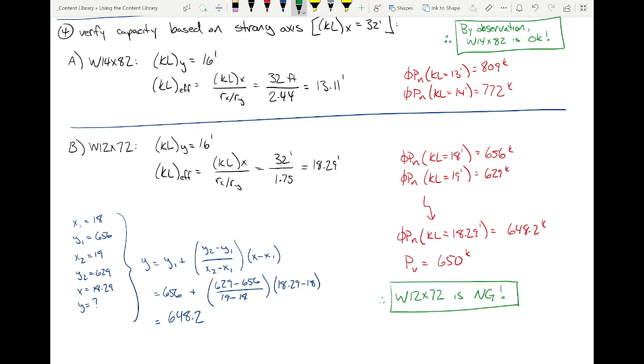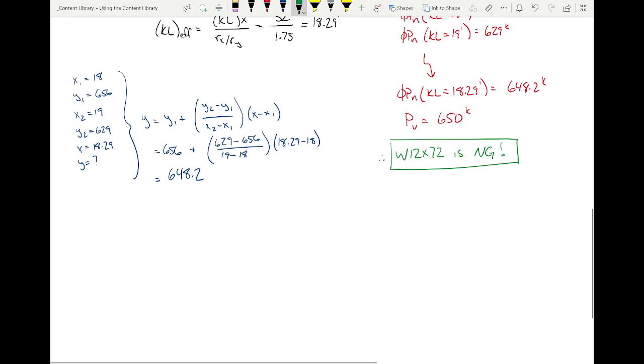With me so far? I want to stop for a second and see if this made sense. I want to make sure that everybody understands why the strong axis governed, because KL effective is bigger than KLY, how we looked up these values, how looking at these values we saw that linear interpolation was necessary, and how when we do the linear interpolation, we see that the column just doesn't quite have enough capacity. Everybody good? Okay, so now let's check the W10 by 77.